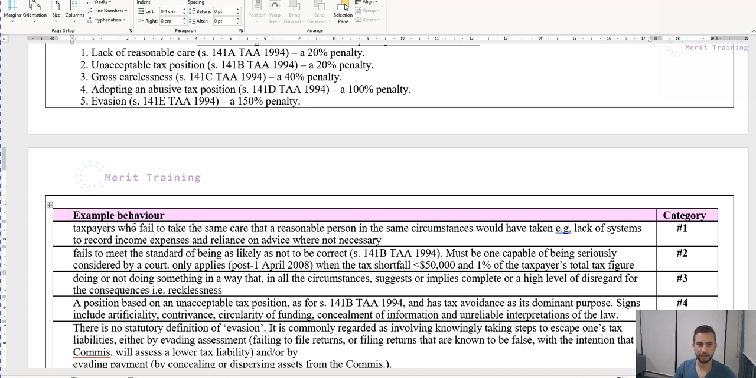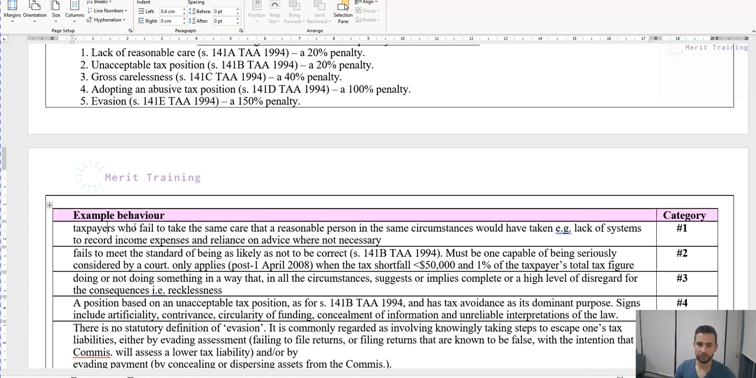Then getting more and more serious, which is more than double the penalty now, which is 100%, and this is adopting an abusive tax position. So an example of this is a position based on an unacceptable tax position and has tax avoidance as its dominant purpose. Signs include artificiality, contrivance, circularity of funding, concealment of information, and unreliable interpretations of the law.